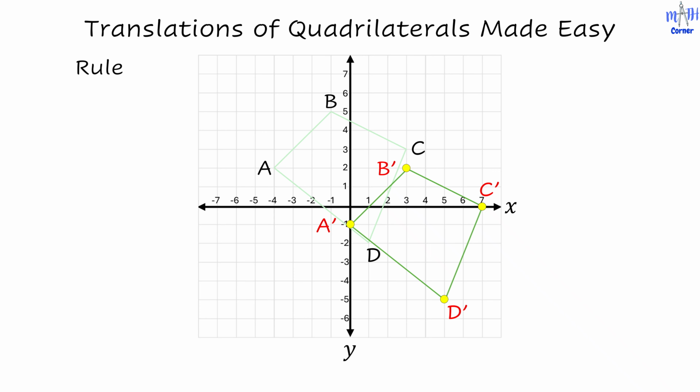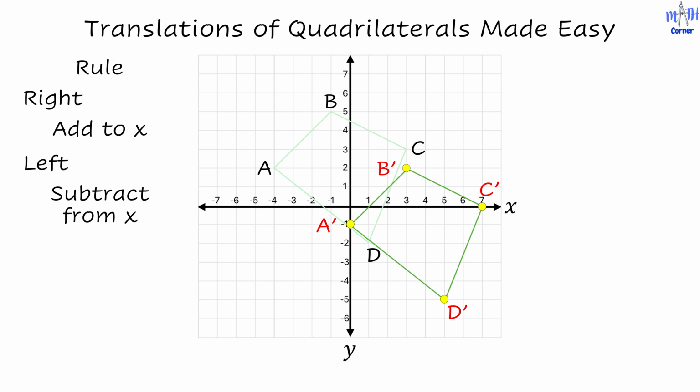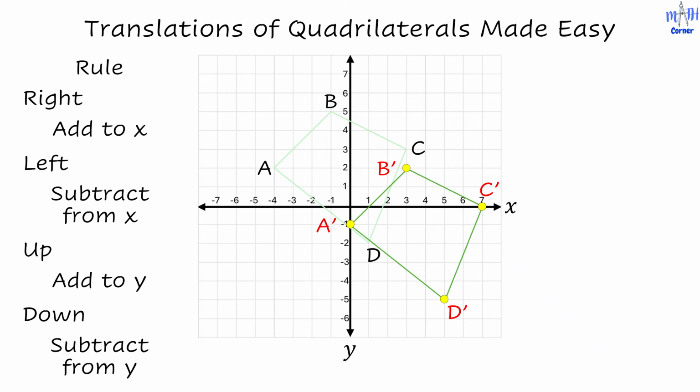Remember this simple rule. Right means add to x. Left means subtract from x. Up means add to y. Down means subtract from y. Translate one point at a time, and any figure translation becomes easy.